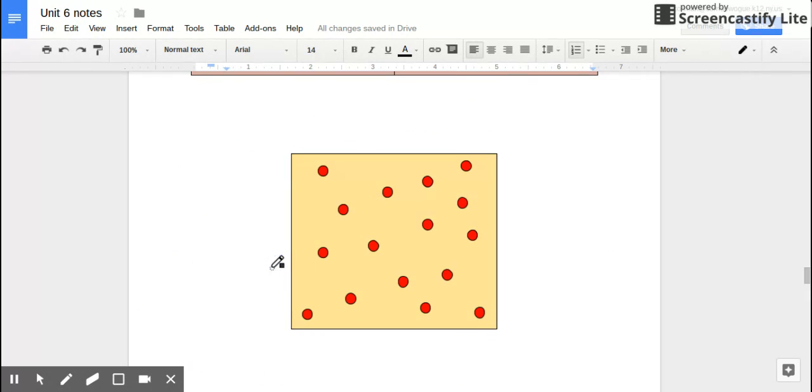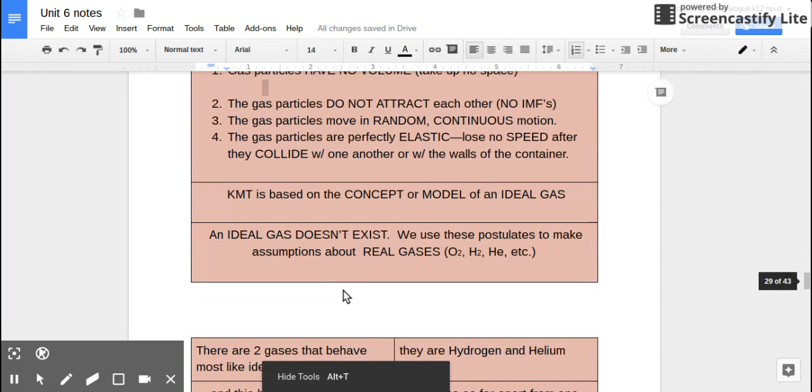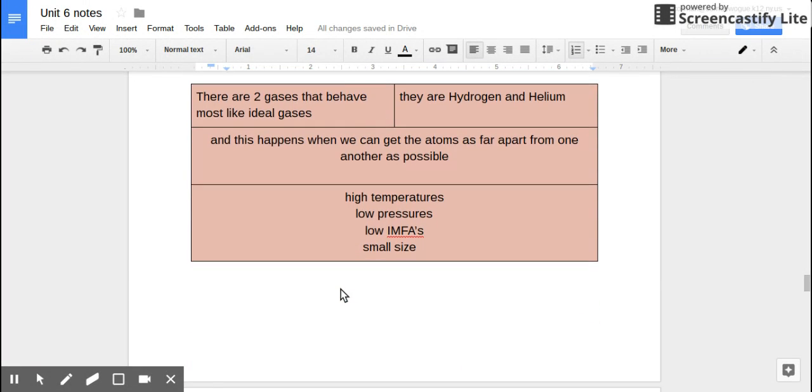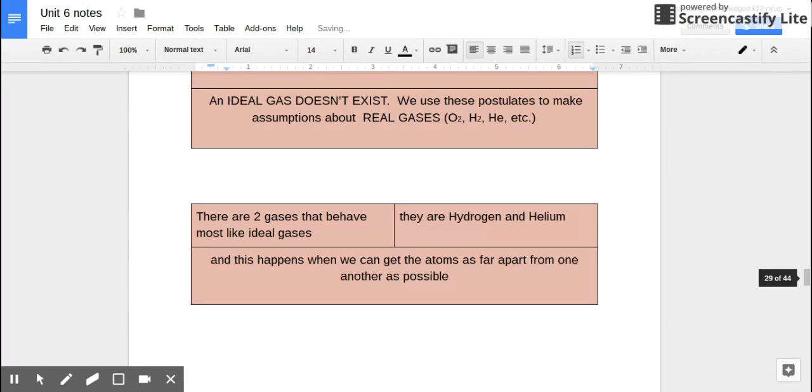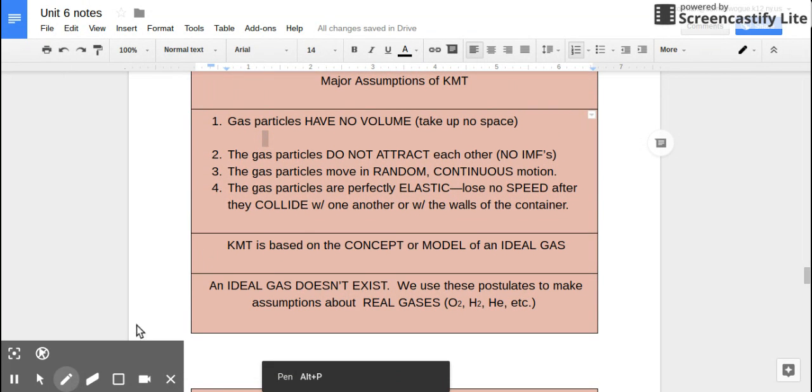Okay, so I'm going to go to the next page so I can show you where the notes on that are. Okay, let's see. Ideal gases. Where did I write that? Here we go. Kinetic molecular theory, right there.